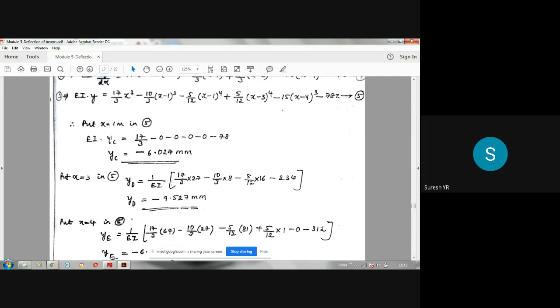I have written here 1/EI into 17/3 into 3 cube. 3 cube means 27, minus 10/3 into 2 cube, which is 8, minus 5/12 into this is 2 to the power 4. x is 3, so 2 to the power 16 minus, this becomes 0, this one is negative, neglected. Minus 78 into 3, 78 into 3 is 234. Simplify this, check whether you are getting the same answer. So 17 into 27 divided by 3. Okay? Minus 80 divided by 3.